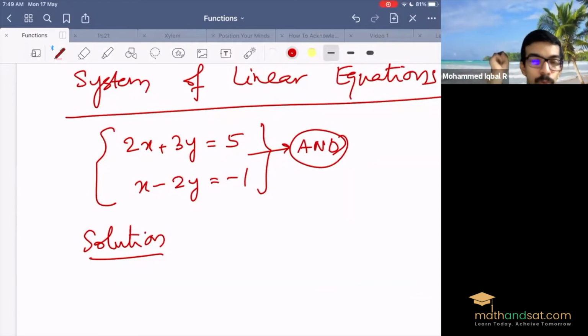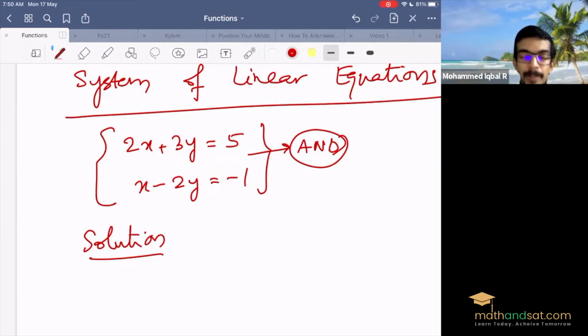If you have two linear equations and you plot them on a graph, what shape are we expecting? It will be a pair of lines, right? And what will a solution signify? A solution will signify the common points on these two lines.